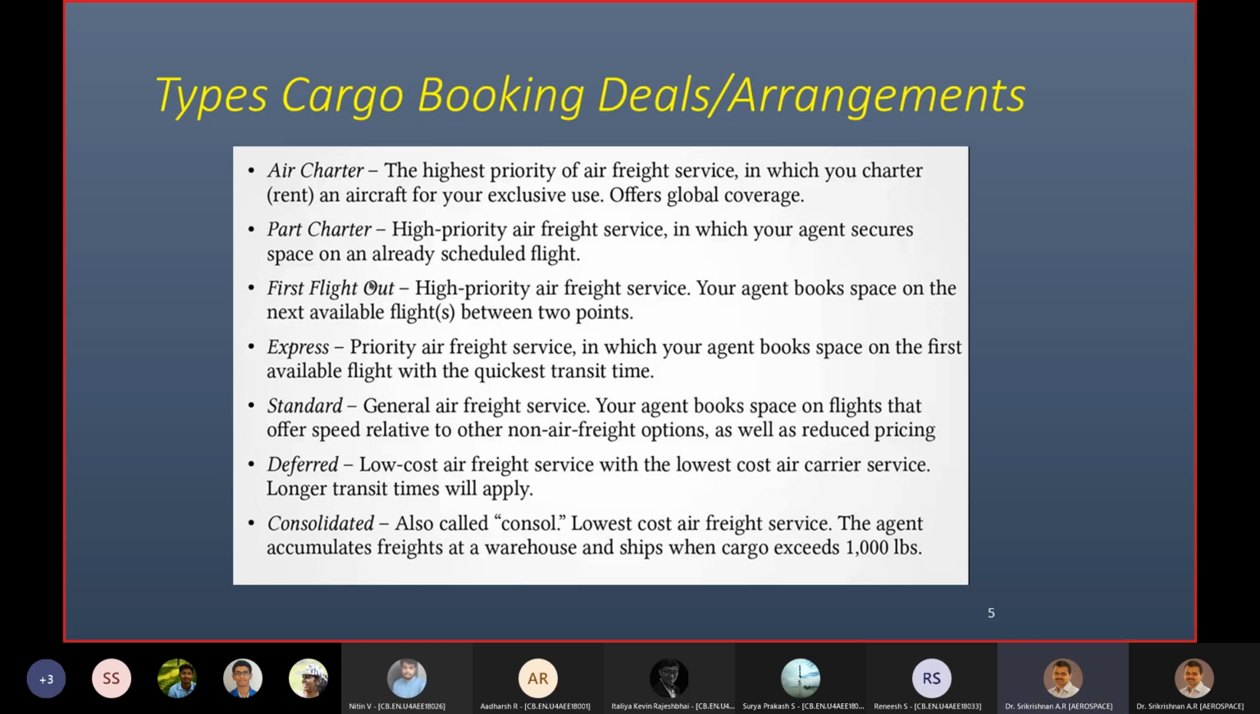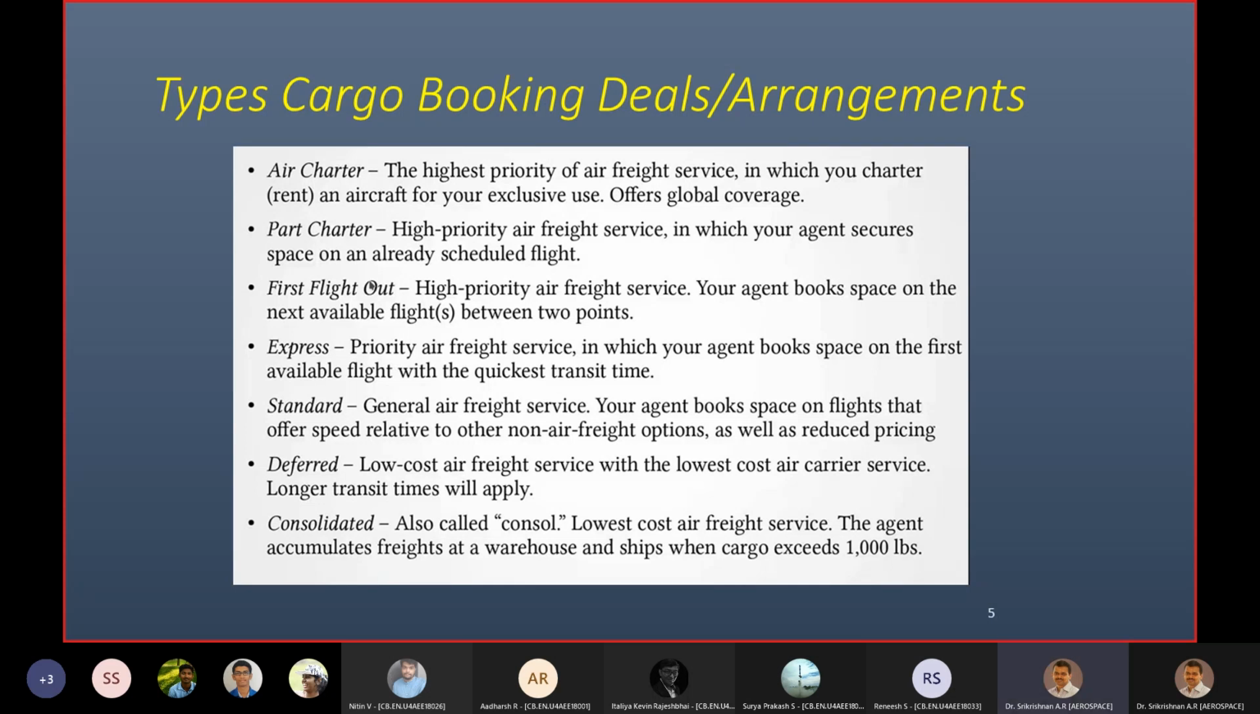Air charter, the highest priority, which means the costliest one also, is a dedicated freight service in which you rent an aircraft for your exclusive use. From wherever to wherever it's possible. So it's like global coverage. From whichever airport you want, to whichever airport you want, and at the time that you want. When you need it, you get it, but of course, with pre-booking.